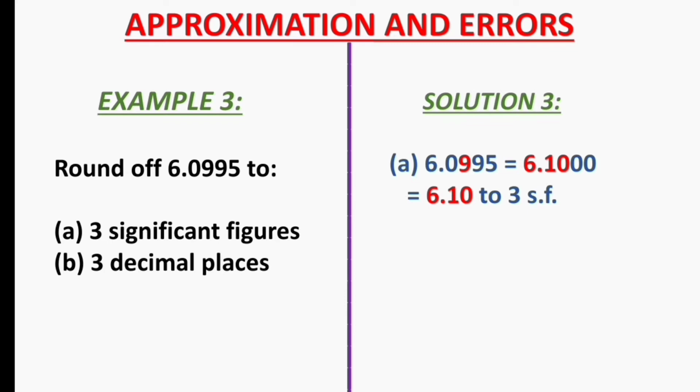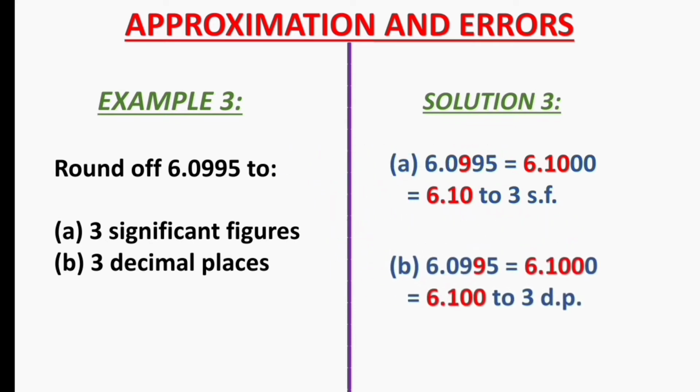So that makes the approximated answer 6.10 to three significant figures. Here we have to write the last 0 in the answer because we need three figures. So we have to write 6.10 as our answer to three significant figures.